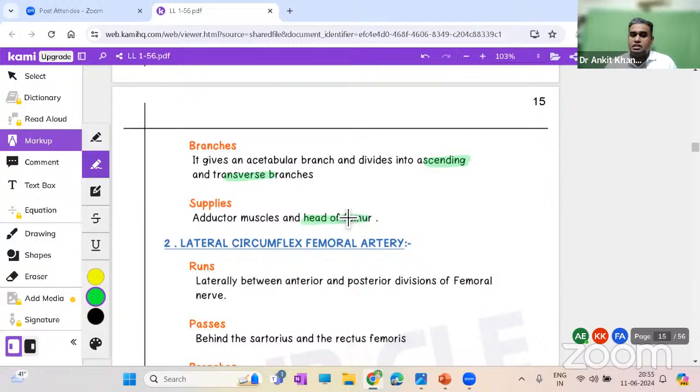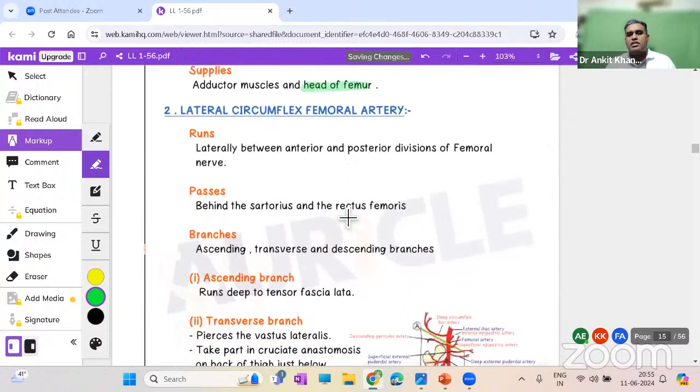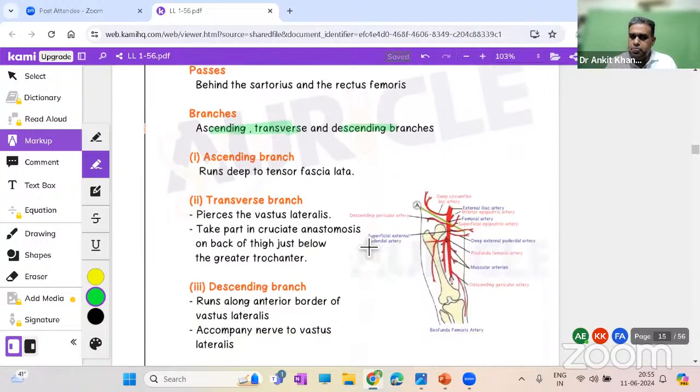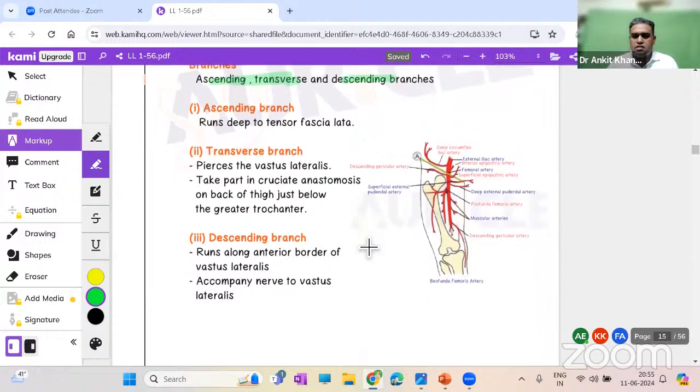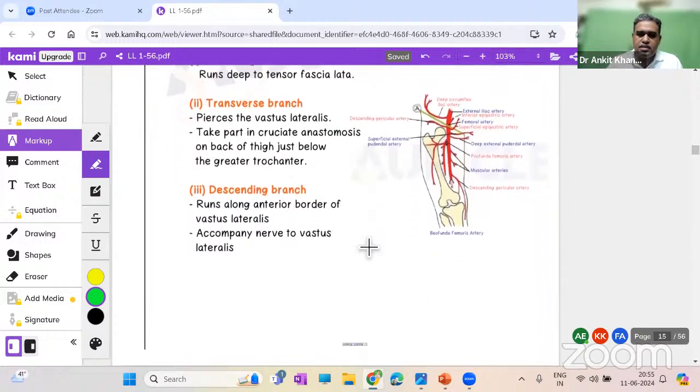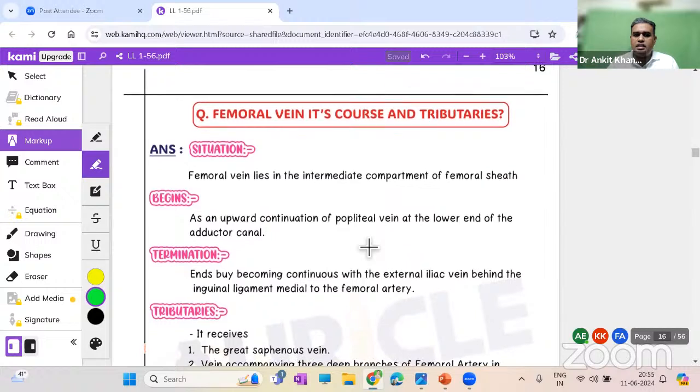It supplies the head of the femur, as we discussed. The same goes for the lateral circumflex, which goes a bit laterally. It also gives ascending, transverse, and also descending branches, right? So you can just read these branches or take a screenshot. You can answer them in detail, but that understanding was important.